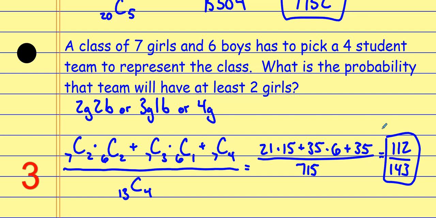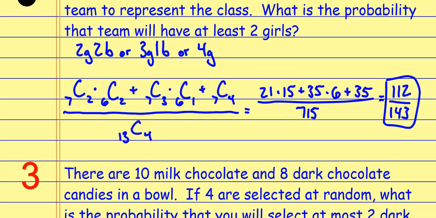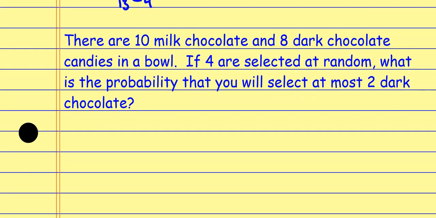All right. Let's look at one more here. Again, mapping out the situation is the key to this thing. All right. So there are 10 milk chocolate and 8 dark chocolate candies in a bowl. If 4 are selected at random, what is the probability that you will select at most 2 dark chocolate? And so at most means that many or less, okay? I don't want any more than that.